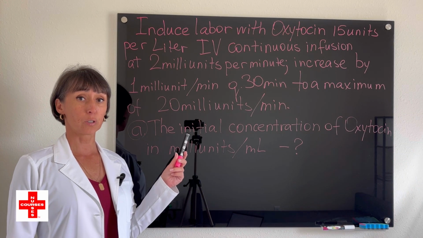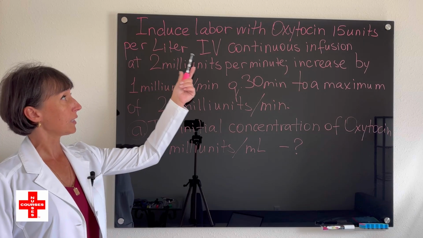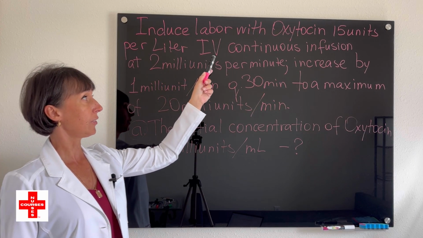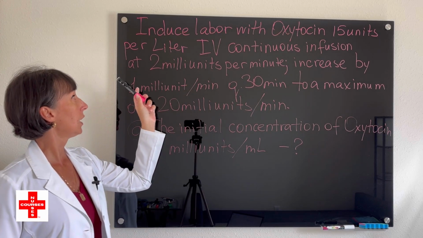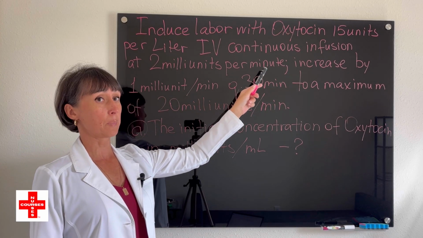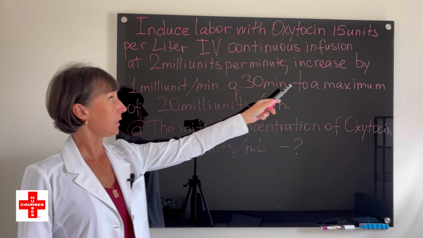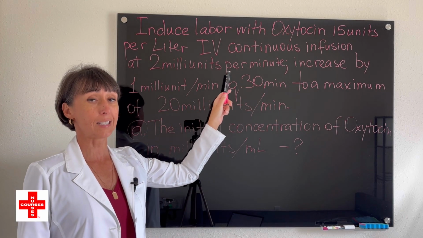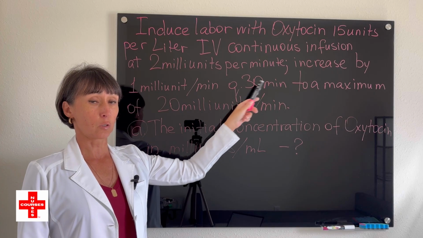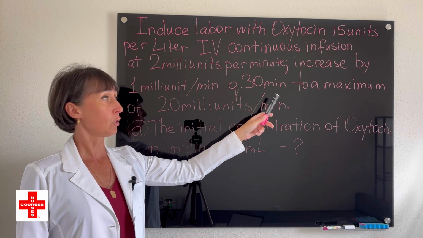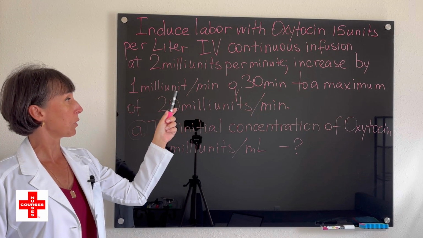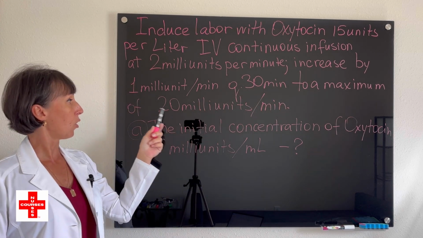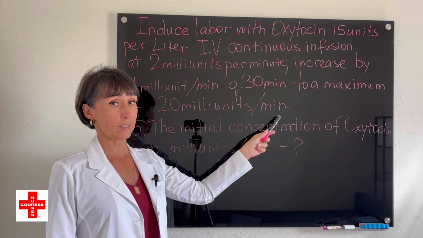Here's our first maternity problem. Induce labor with oxytocin 15 units per liter IV continuous infusion at 2 milliunits per minute. Increase by 1 milliunit per minute. We call this part titrating it. When we're increasing or changing the rate, we're titrating the infusion. So we're increasing by 1 milliunit per minute every 30 minutes to a maximum of 20 milliunits per minute.